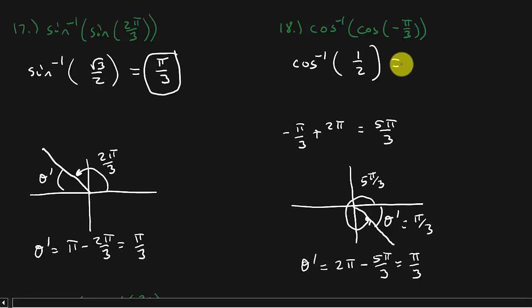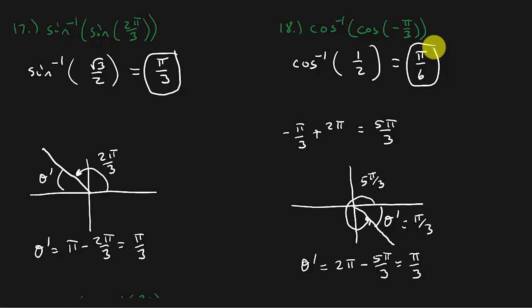And then the cosine of what gives me 1/2? The cosine of 60 degrees. Or if we do it in radians, pi over 6. And so there's your answer. So just remember, all you're doing is working on the inside, getting that answer, and then working the rest of the problem.